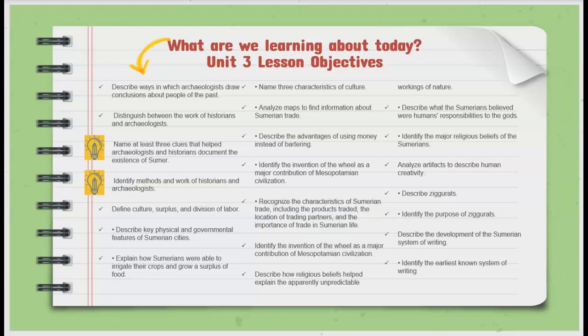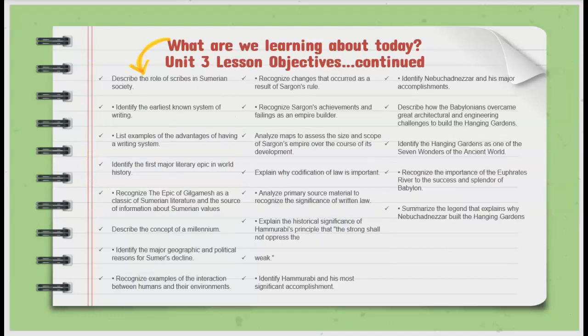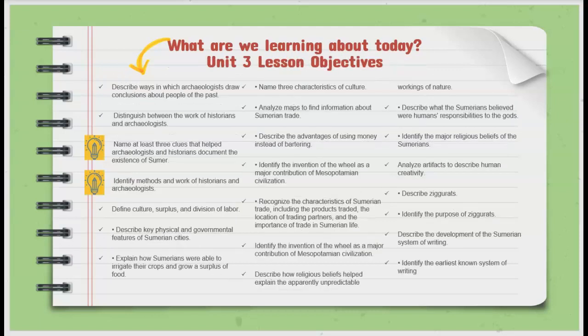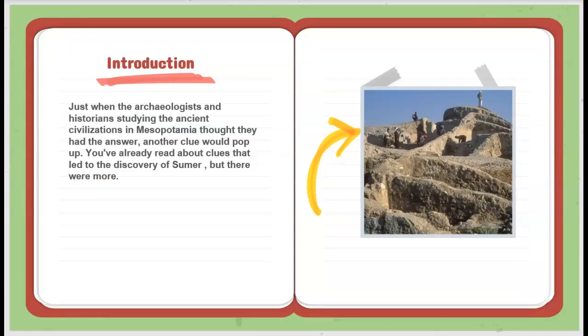And here are all of the objectives for Unit 3. We have quite a few. Unit 3 is pretty big, but for the first part of this lesson, we're going to be talking about clues that helped archaeologists and historians document the existence of Sumer, and then we're going to identify methods and work of historians and archaeologists.